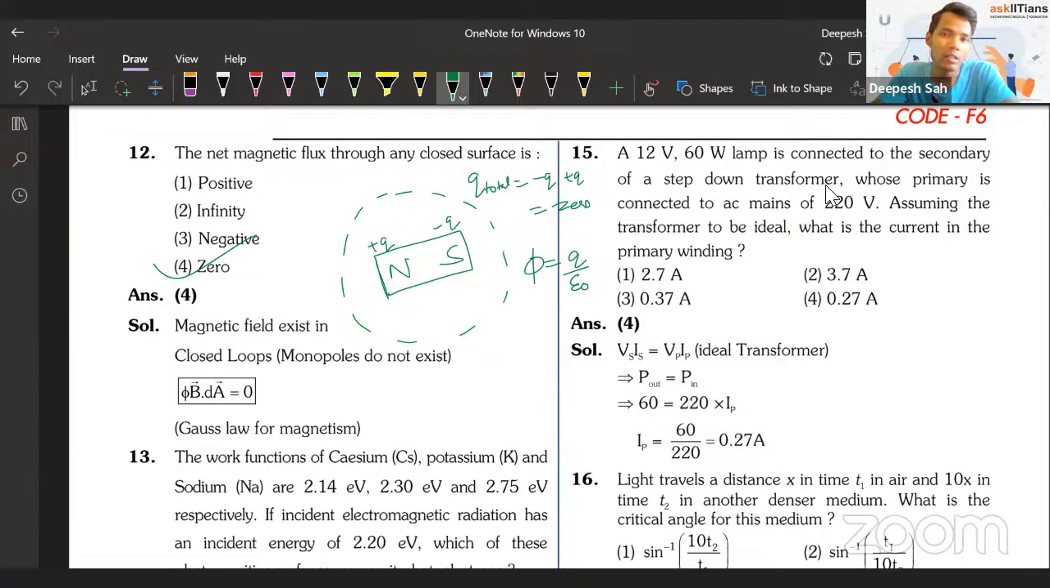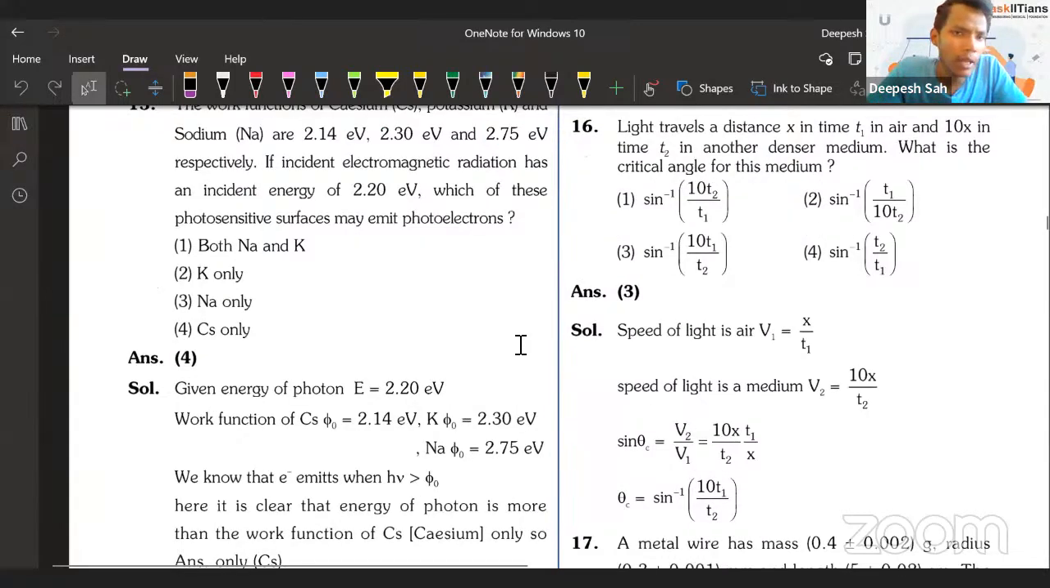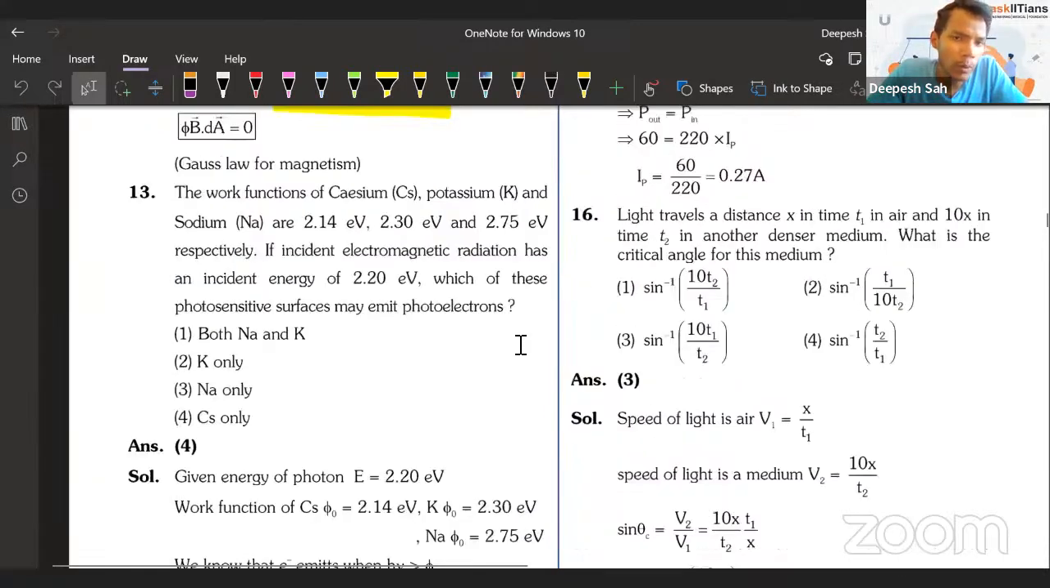This is a different charge, but at the end the method will remain the same, because here it is written that monopoles cannot exist in a magnet. See, a single positive charge and a single negative charge can exist, but a single north pole and a single south pole can never exist. Okay.